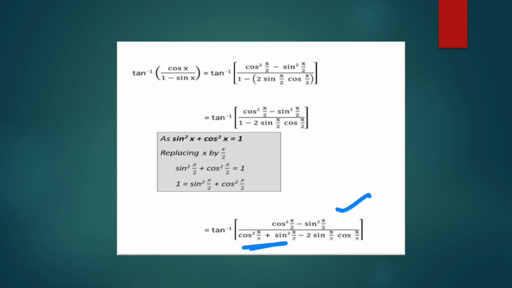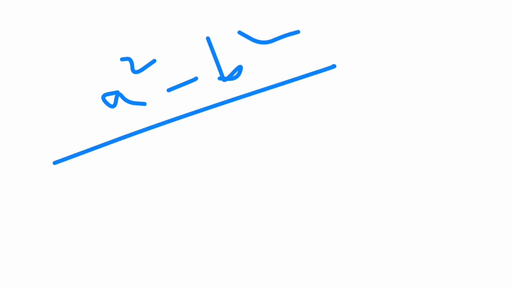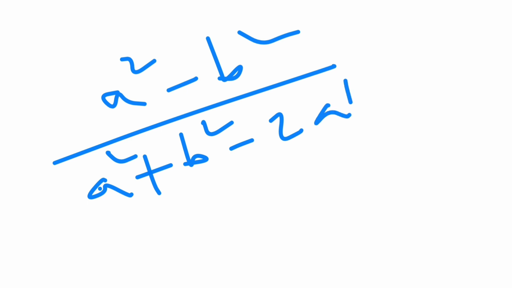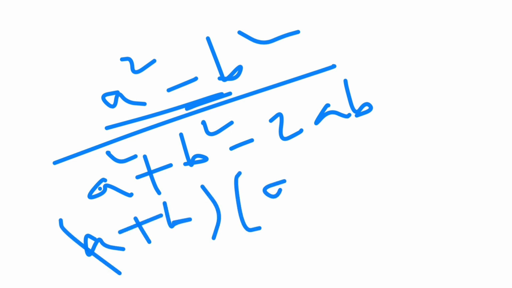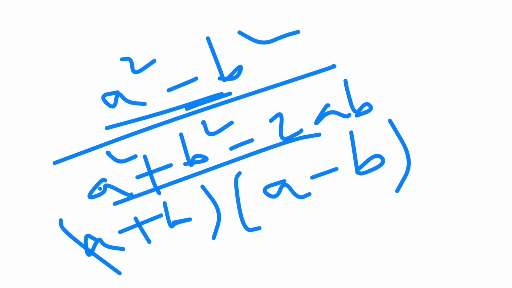If we observe here, the numerator is in the form of a square minus b square. And the denominator, how is it? a square plus b square minus 2ab. So we know already a square minus b square is a plus b into a minus b, right? And a square plus b square minus 2ab is nothing but a minus b whole square.